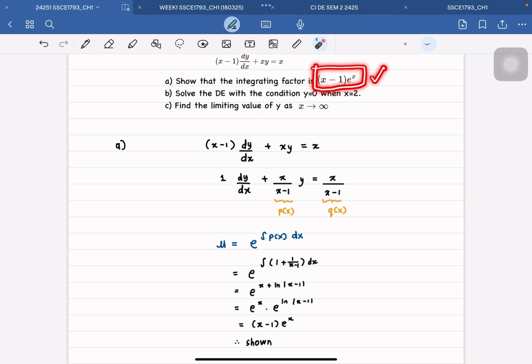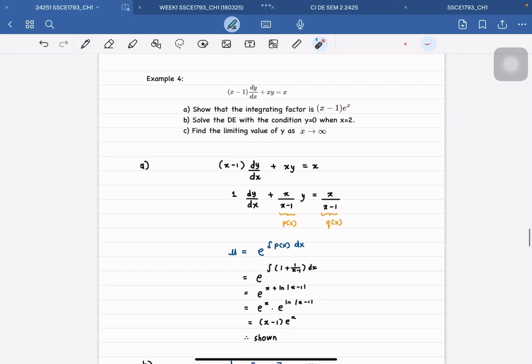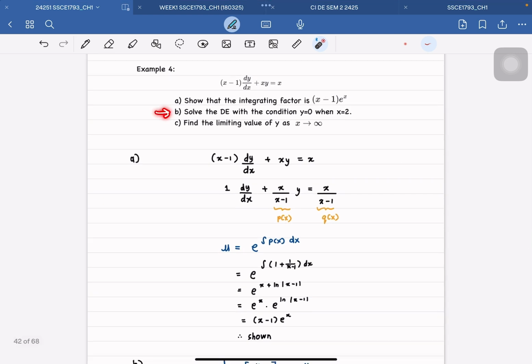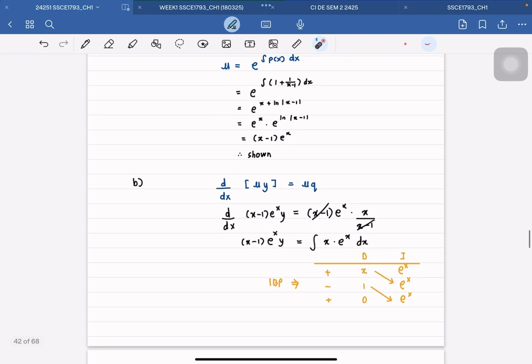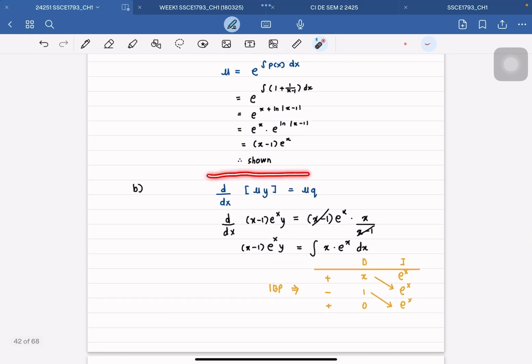Okay, we have settled part A. Now we solve the DE with the conditions of y equal to 0 and x equal to 2. Next, we proceed to find the solution. Remember this one, d over dx of (mu y) equal to mu q. You have to remember this in order to solve the equation. If not, you won't be able to solve this part. So copy back your mu and the q, then you solve this part.